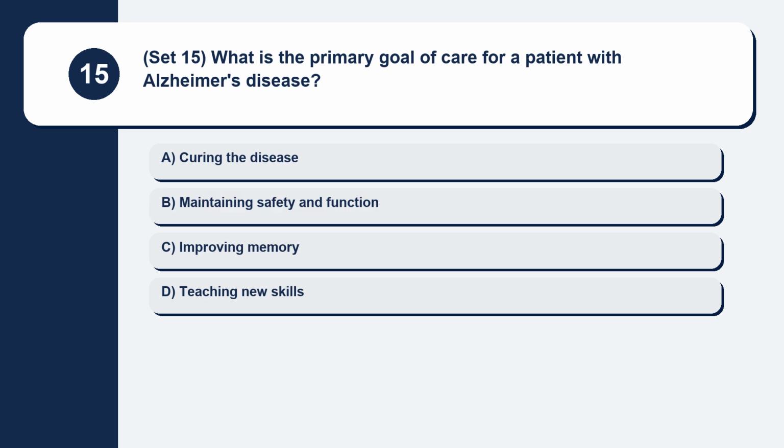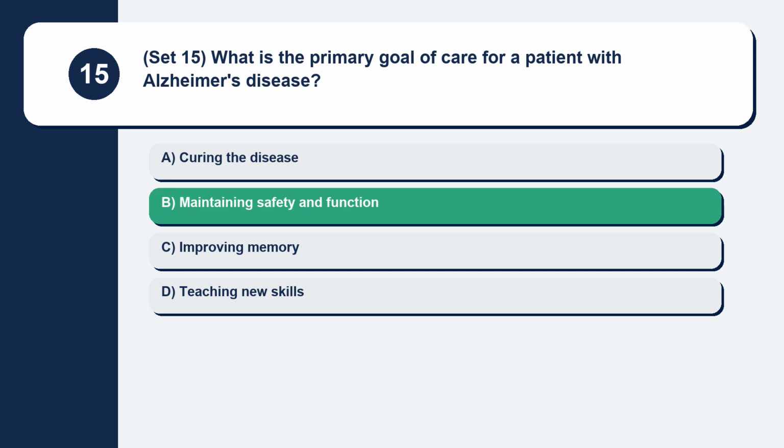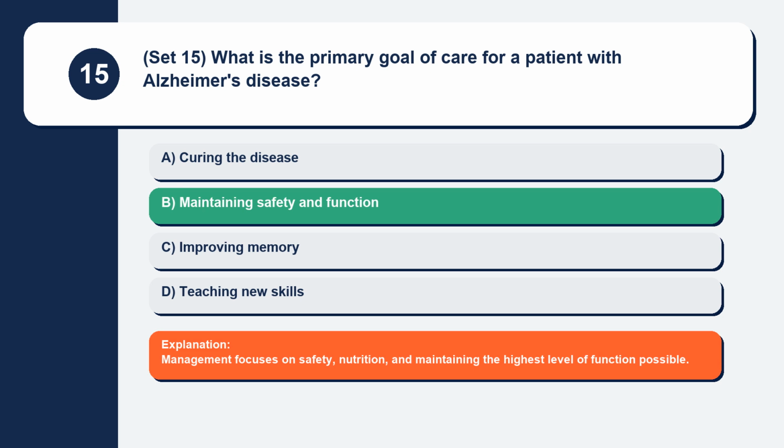Question 15. Set 15. What is the primary goal of care for a patient with Alzheimer's disease? Curing the disease, maintaining safety and function, improving memory, teaching new skills. Management focuses on safety, nutrition, and maintaining the highest level of function possible.